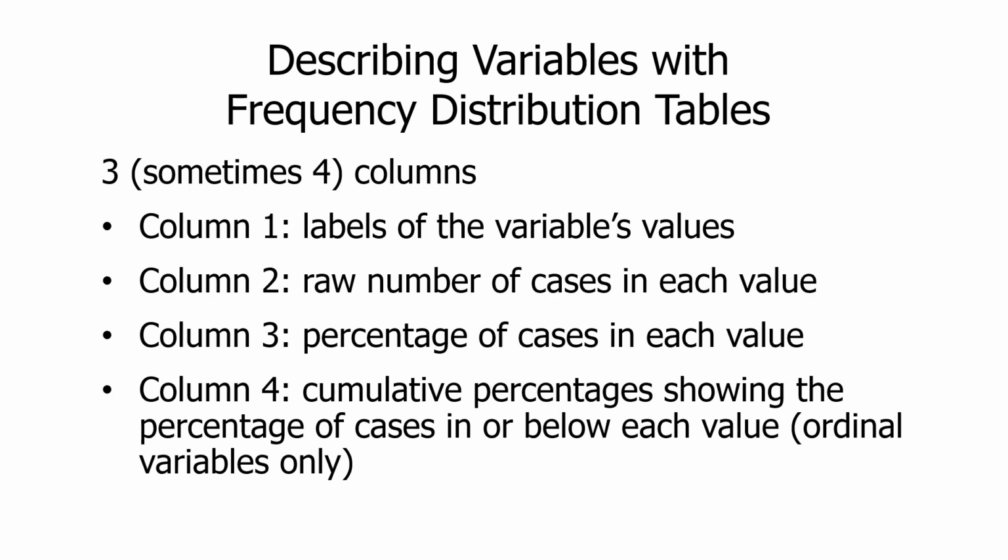Let's just review that. 3, sometimes 4 columns, because in ordinals and intervals you add a 4th column. Column 1 labels the variable's values. Column 2 shows the raw number of cases in each value. Column 3, the percentage of cases in each value. And then for ordinals and intervals, we add a 4th column, the cumulative percentages, showing the percentage of cases at or below each value. This comes in handy. In fact, it's essential for determining the median value of the variable.